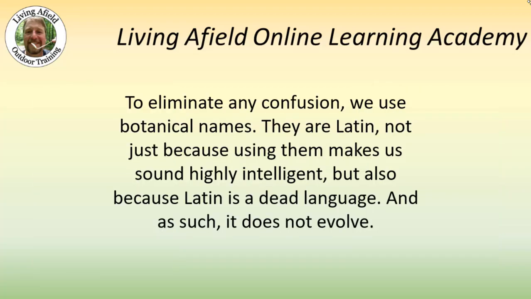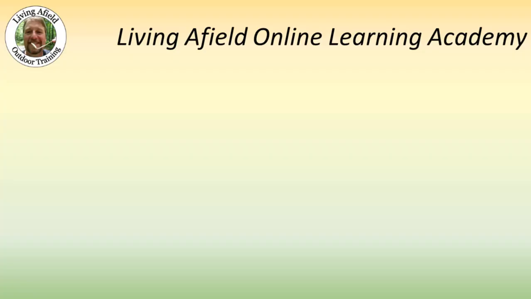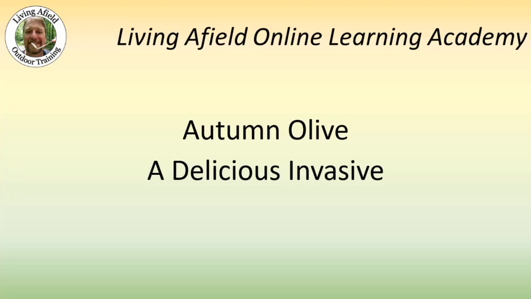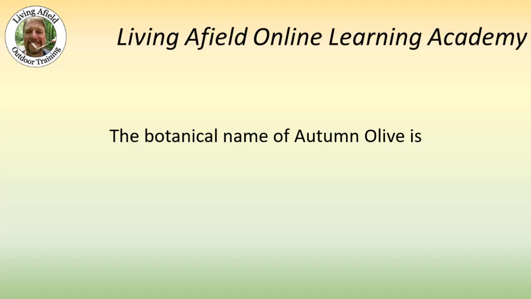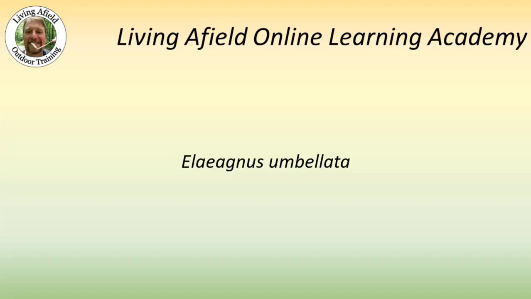To eliminate any confusion, we use botanical names. They're always Latin, not just because using them makes us sound highly intelligent, which it does, but also because Latin is a dead language, and as such it does not evolve. The plant we're going to be discussing today is autumn olive, a delicious invasive. The botanical name for autumn olive is Elaeagnus umbellata.